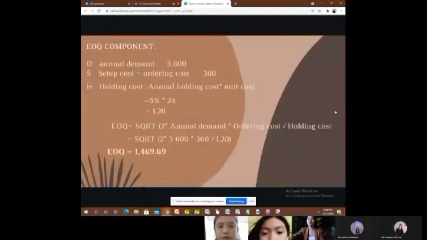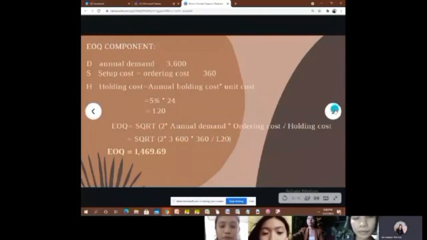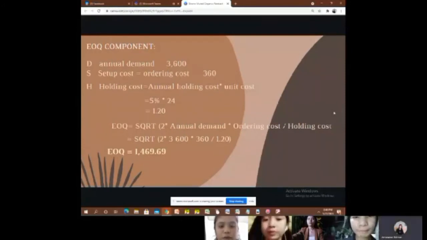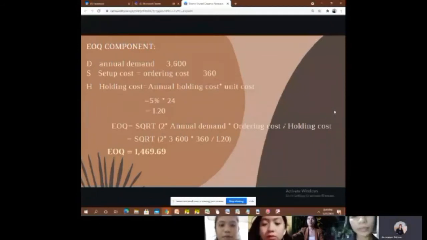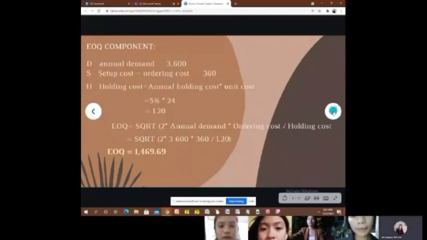The EOQ components, we have the annual demand 3,600, ordering cost 360, and holding cost 5% will be multiplied by 24 per unit. Then we have holding cost 1.20. So as you can see, as the formula, you have the square root of 2 times 3,600 times 360 divided by 1.20, and you have EOQ 1,469.69.